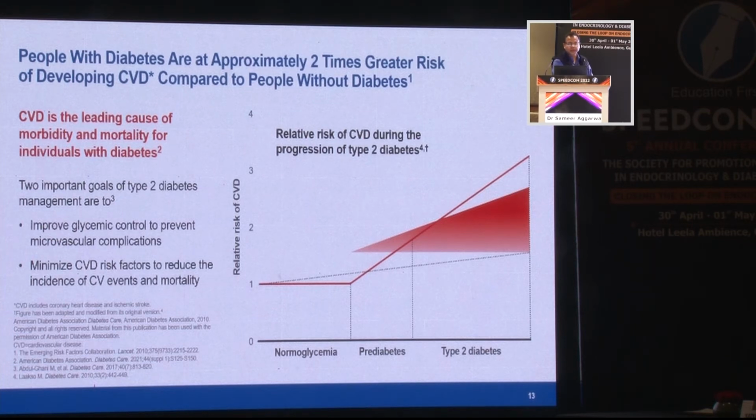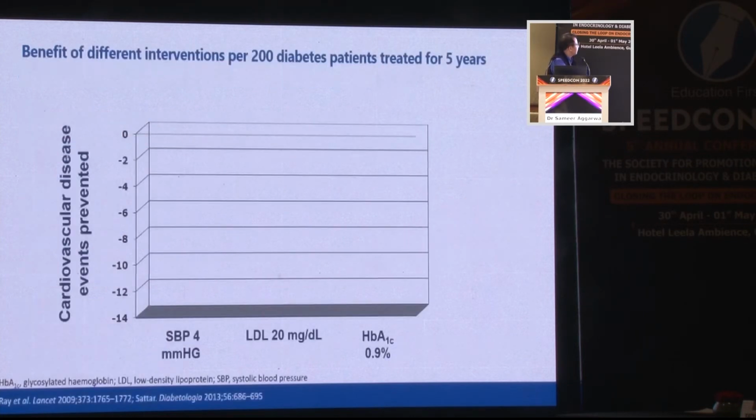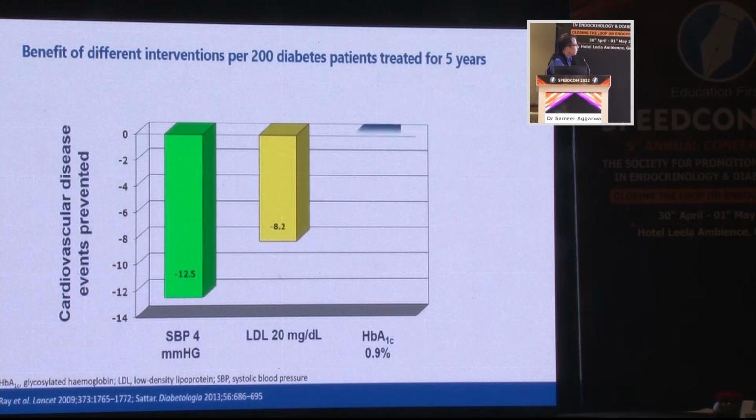And also post 2008, FDA requires that any new drug which is being launched into the market for type 2 diabetic management must prove that it is cardiovascular safe. So if we talk about benefits of different interventions per 200 diabetic patients treated for 5 years, I think systolic blood pressure seems to be playing a good role, LDL reduction also, HbA1c reduction also.